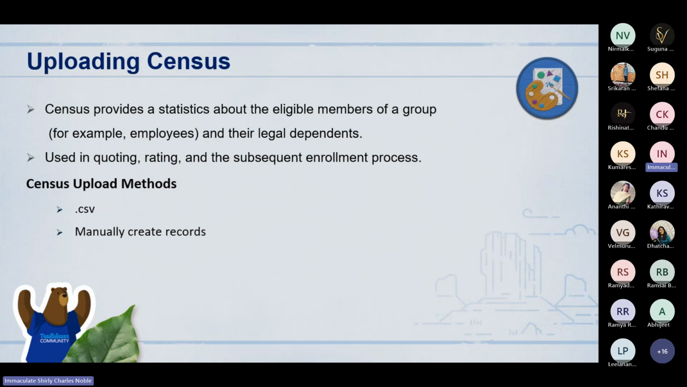Okay. So there are two ways to upload a census file. The first one is a .csv file. So if you have many employees, it will be an easy method to upload the census file. It will also be a time saving one. And the next one is manually creating records. So you can also manually create records for each and every employee.